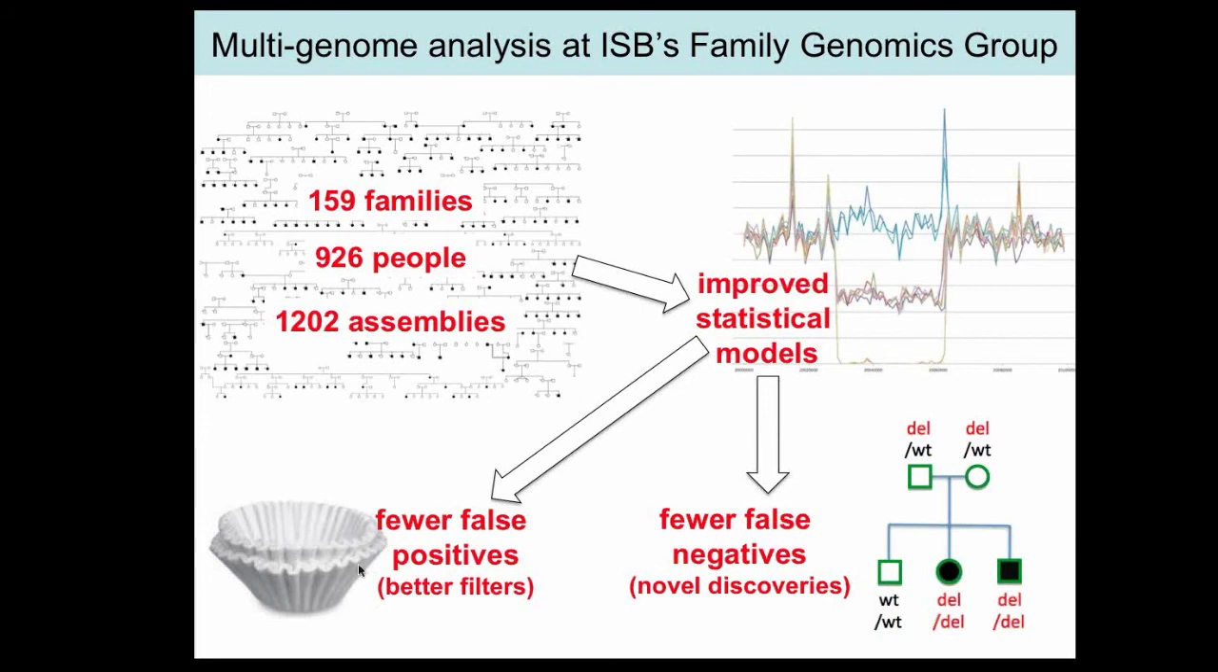On one hand, it allows us to produce better filters. For example, the commonly mutated segments that allow us to reduce the number of false positives throughout the genome. And then on the other hand, it also allows us to understand the genome better, so the technology and the genome, and that reduces the number of false negatives. In other words, we find some things that we couldn't find otherwise.